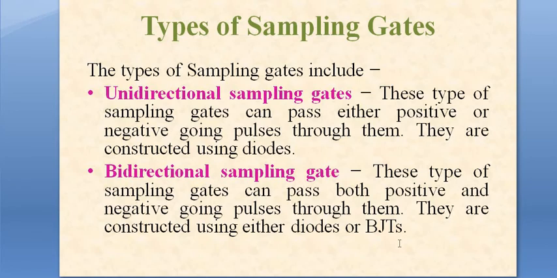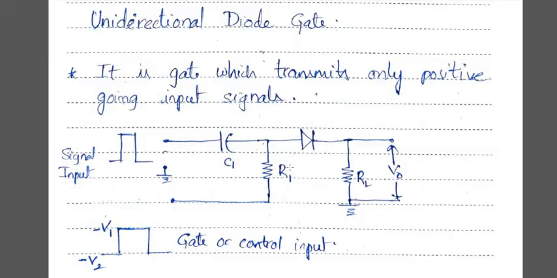I hope it is clear what a unidirectional and a bidirectional sampling gate are. We'll now see the circuit diagram for that. Here I have drawn the figure, and I hope it will be very easy for you to understand. So this is the gate. This is a unidirectional diode gate.